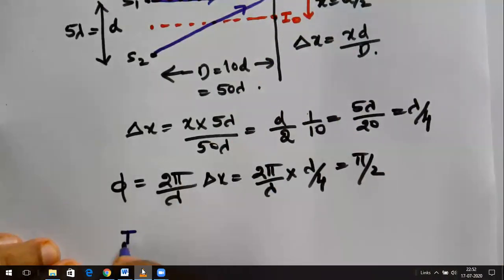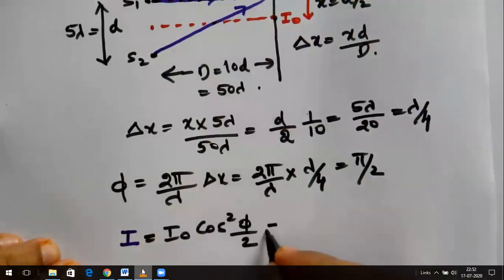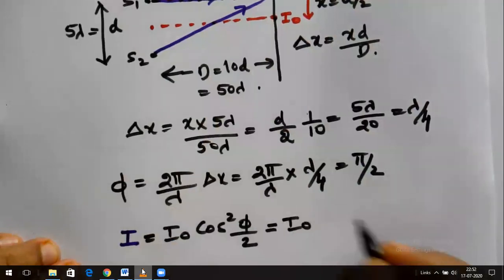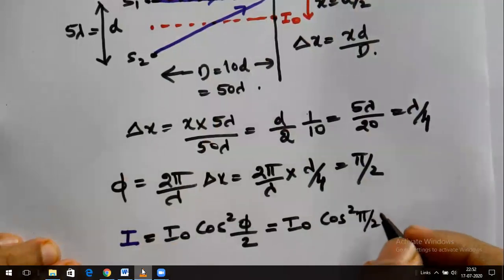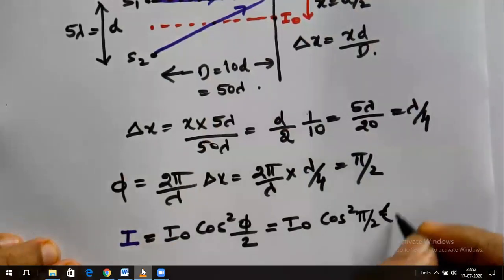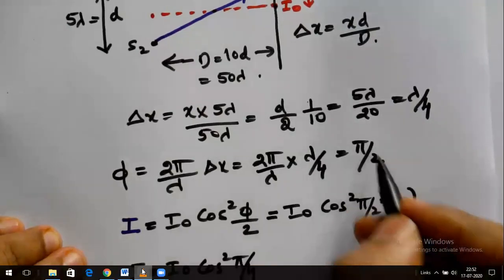So the intensity of any two waves reaching a point on the screen is equal to I naught cos squared phi by 2, where phi is the phase difference. That is I naught, cos squared phi by 2. So cos squared pi by 2 by 2. So that gives the answer I is equal to I naught cos squared pi by 4, because it is pi by 2 over 2, so pi by 4.